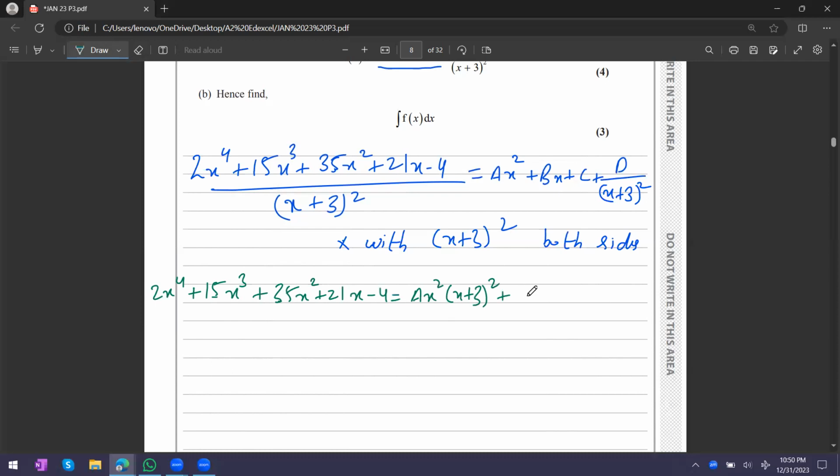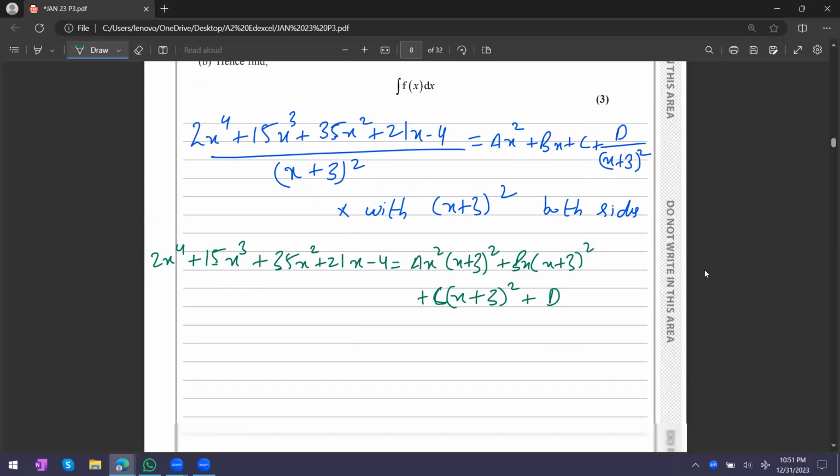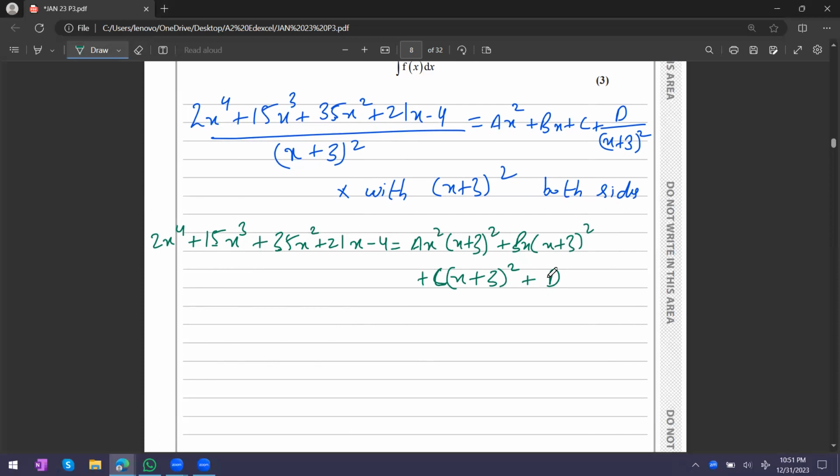So plus bx, x plus 3 whole square, plus c, x plus 3, oh, so messy. Okay, plus d, because this denominator is going to cancel. Now you know the technique to find this a, b, c, d. You need to assume some different numbers, take some different values of x. First of all, you always take the opposite of the bracket. If it is 3, you take minus 3.